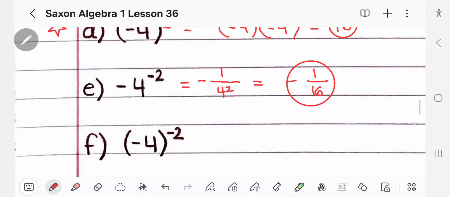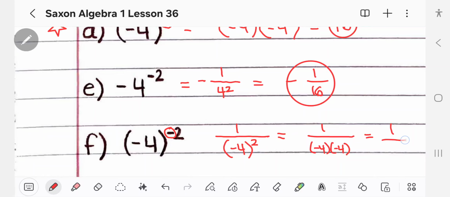All right, let's look at F. Here, I can't cover up that negative. I run into my parentheses, the protection there, and I can see that I have 2 different things going on here. One, I've got a reciprocal. And then I've got that negative 4 squared, which is equal to 1 over negative 4 times negative 4, which is equal to 1/16.